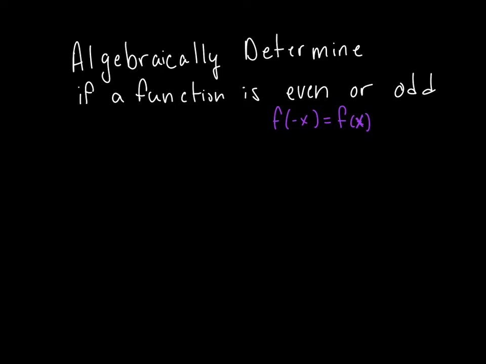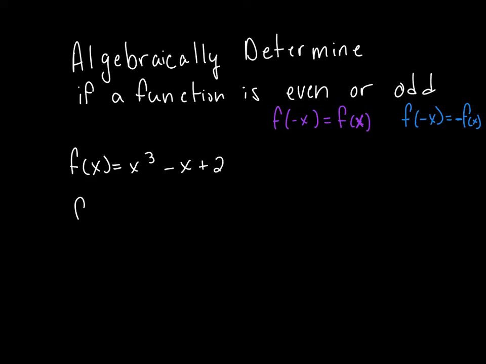However, if you go ahead and plug in a negative x and you get out the same thing as multiplying the function through by a negative 1, then the function would be odd. So let's go ahead and start with this one. f of x is equal to x to the third minus x plus 2.